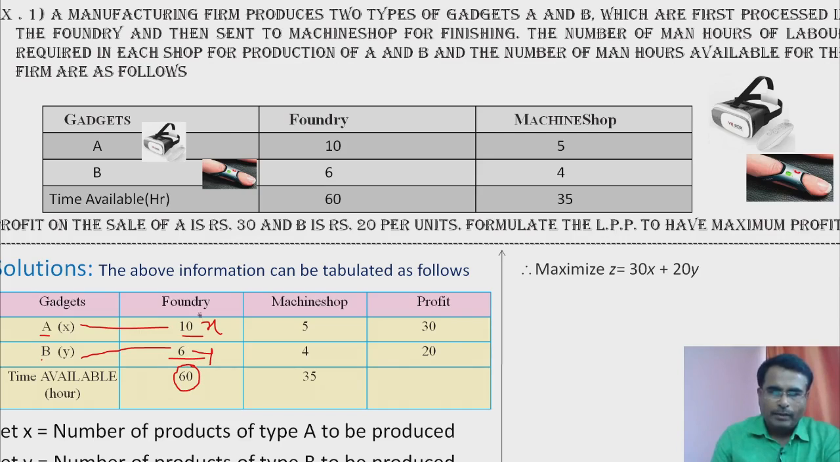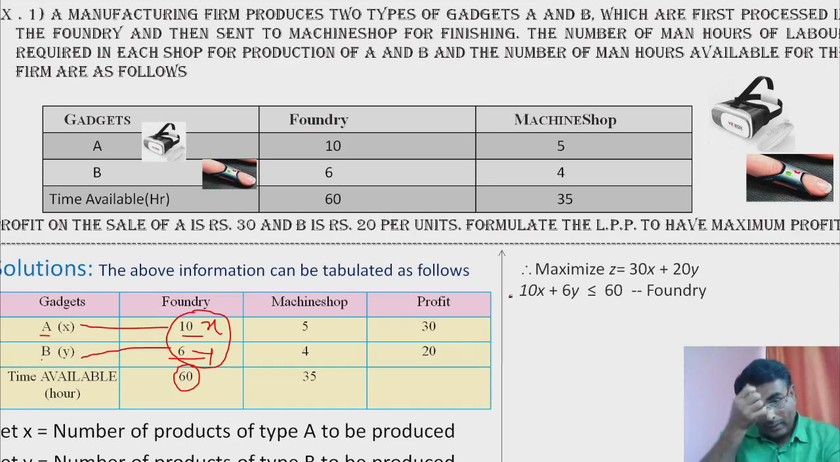Therefore, the time taken by these two products, that is 10x plus 6y, should be less than or equal to 60. Hence, this objective function is subject to the first constraint, that is 10x plus 6y less than or equal to 60. That is called the foundry machine constraint.